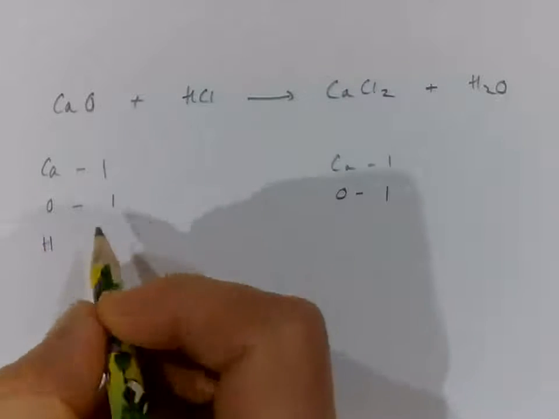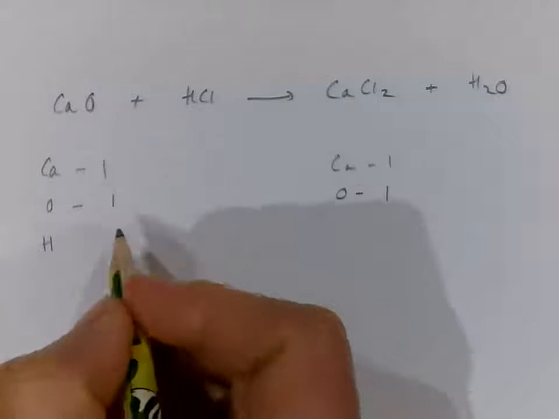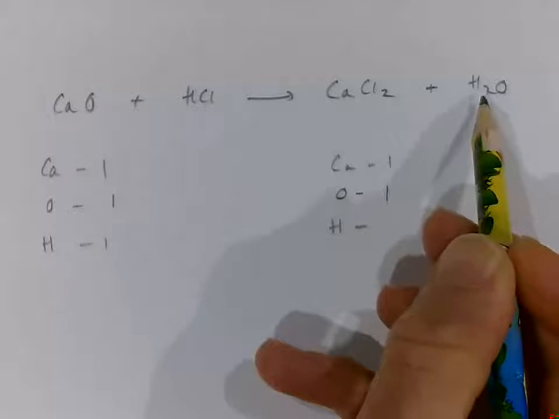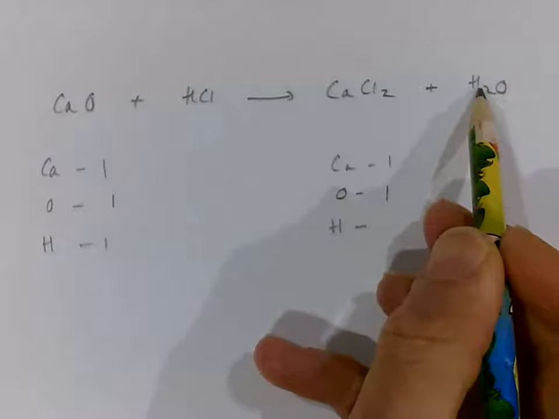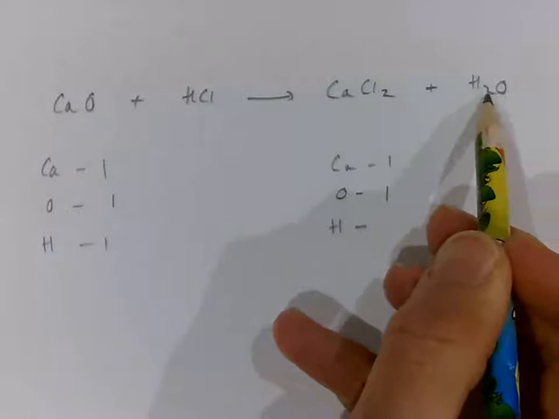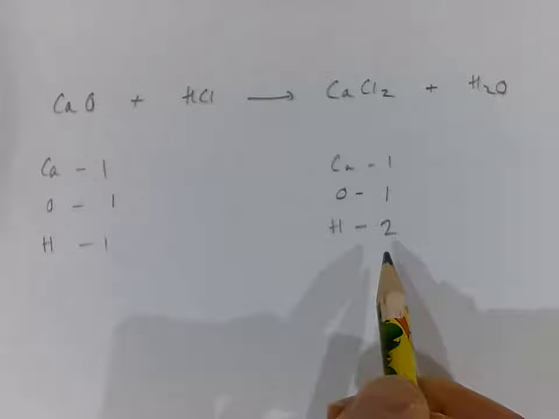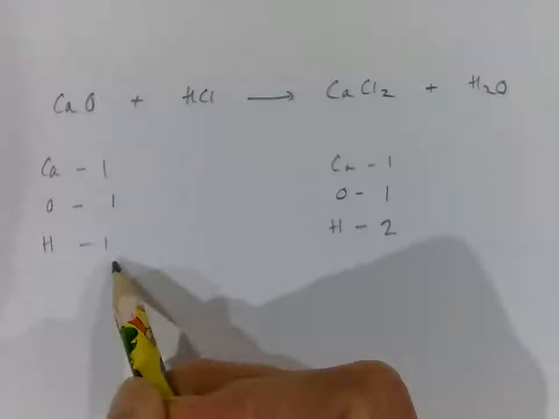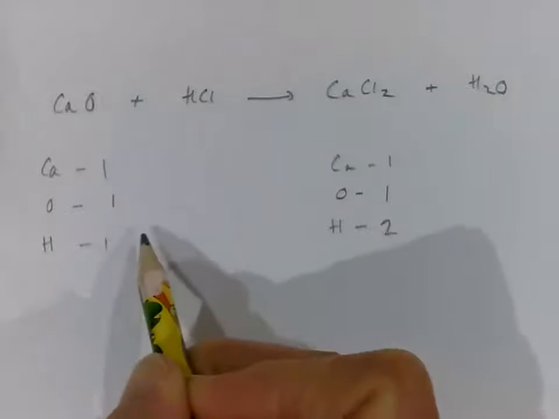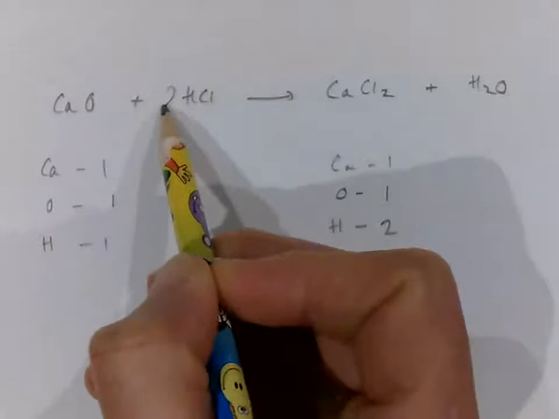Hydrogens. On this side in my reactants I have got 1. However, in my products, my water molecule is always 2 hydrogens bonded with 1 oxygen. That is the only way water can be, and therefore I have 2 hydrogens on this side. So I need 2 hydrogens in my reactants in order to balance that with my products. So I have to put a large 2 in front of here.